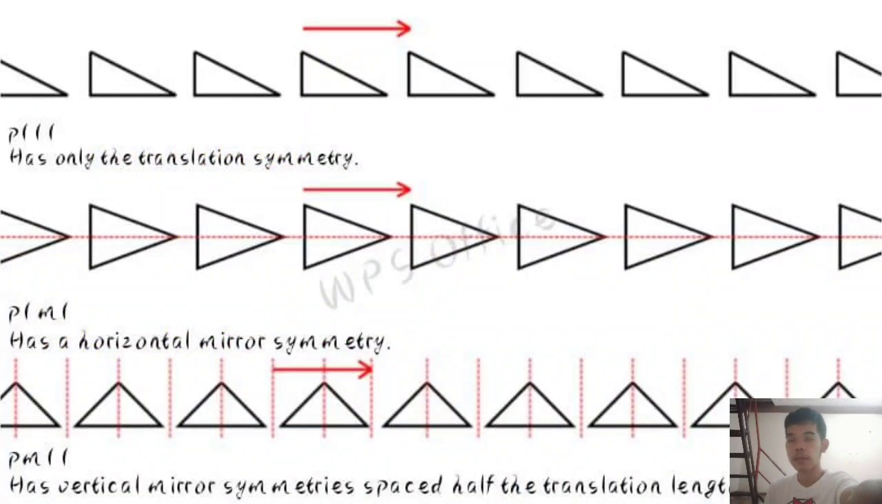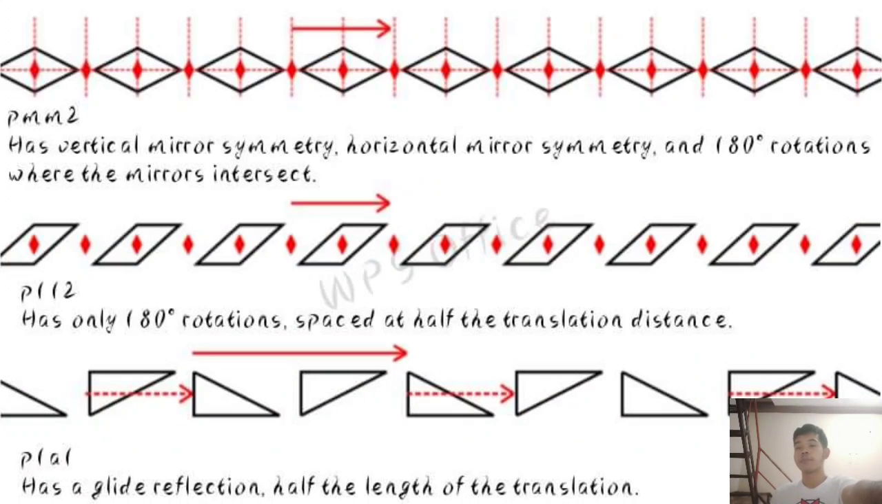So these are some examples of the 7 Frieze groups. P11 has only the translational symmetry. P1M1 has a horizontal mirror symmetry. PM11 has vertical mirror symmetry, spaced at half the translation length. PMM2 has vertical mirror symmetry, horizontal mirror symmetry, and 180 degrees rotation where the mirrors intersect.